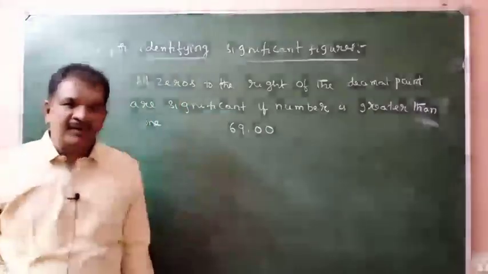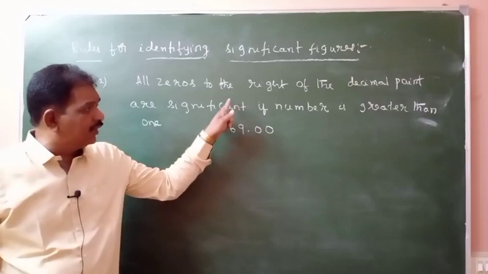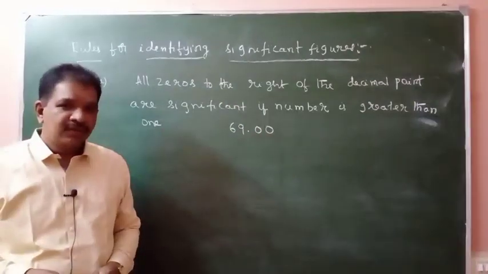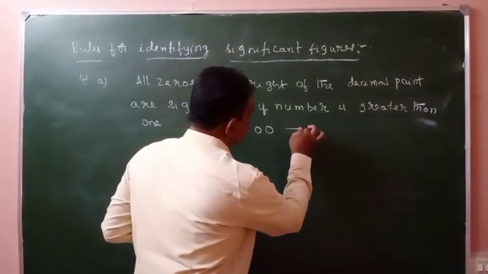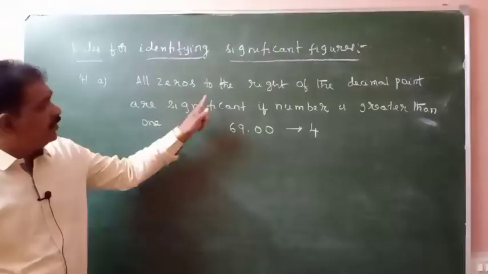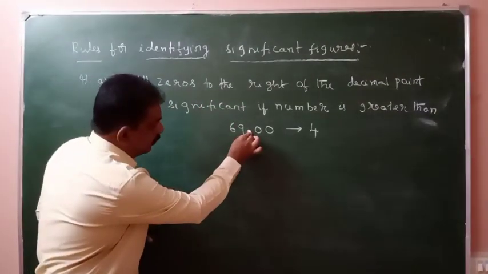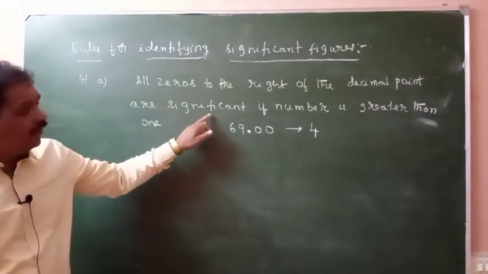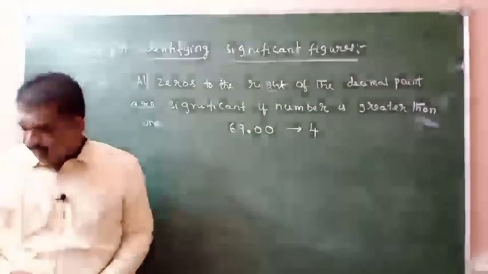For example, 69.00 is there. These 2 zeros are also significant according to this rule. So it will have 4 significant figures. All zeros to the right of the decimal point are significant if the number is greater than 1.